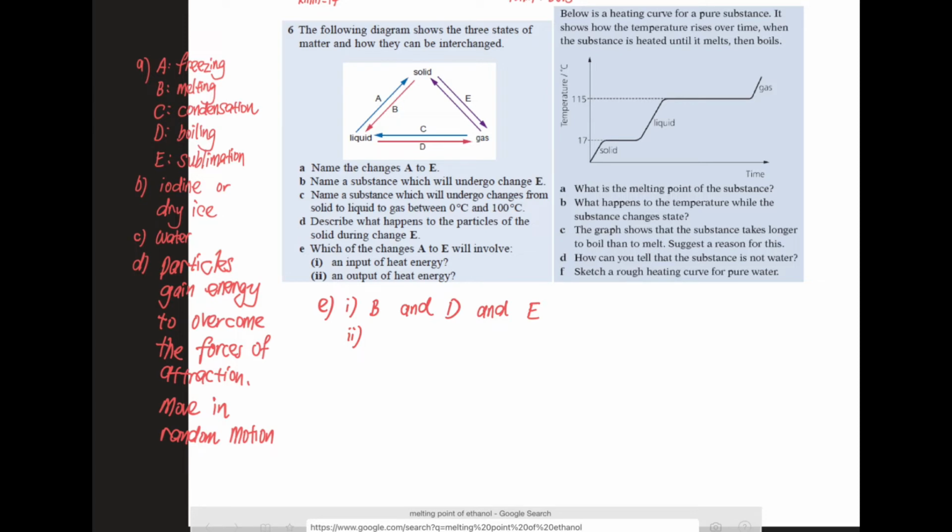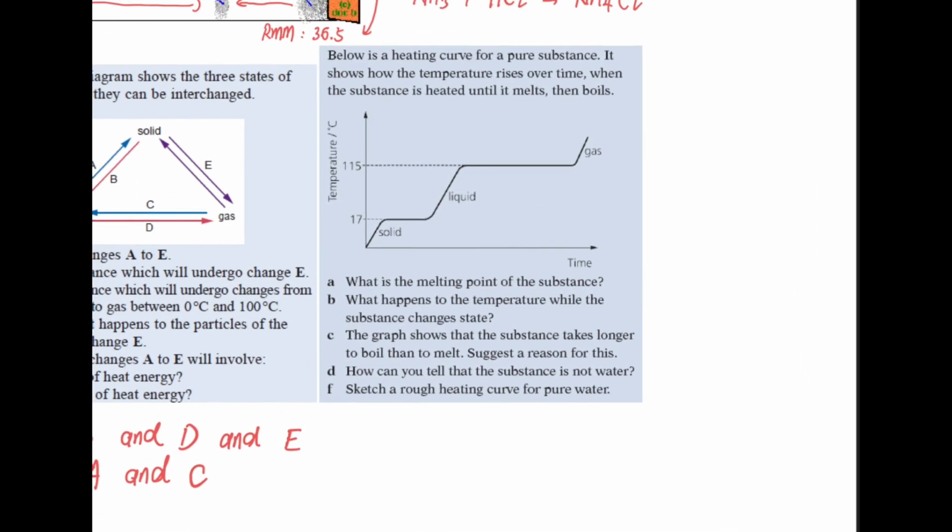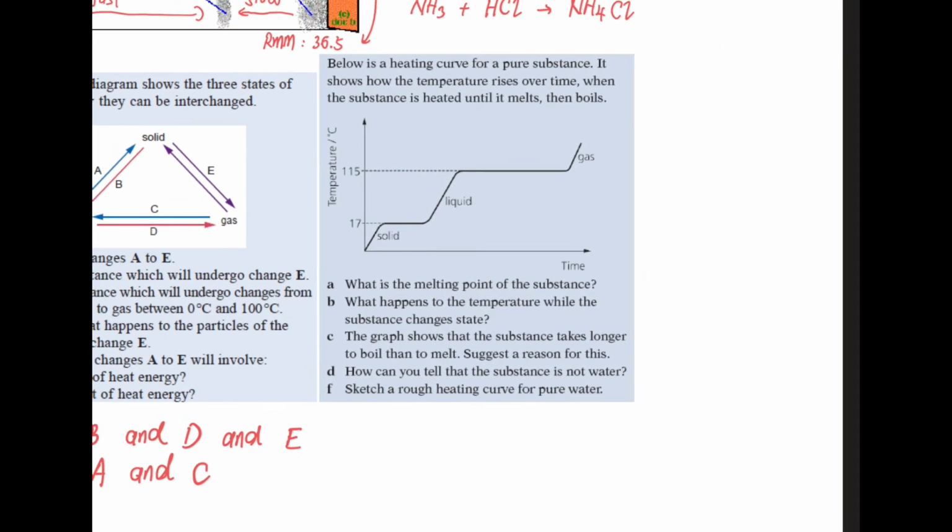Now part 2, output of heat energy. Output of heat energy will be freezing, A, and C, condensation. Okay, now let's see this part.